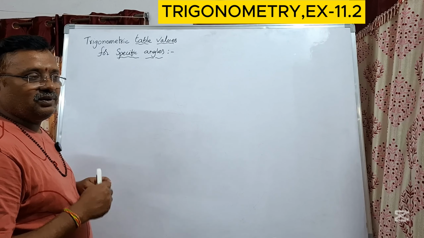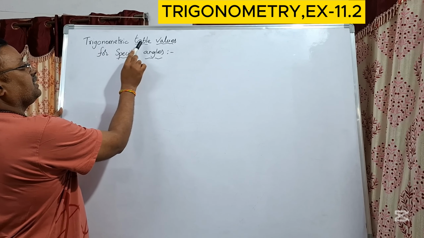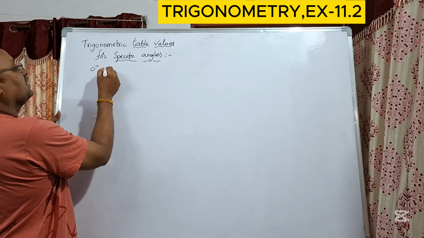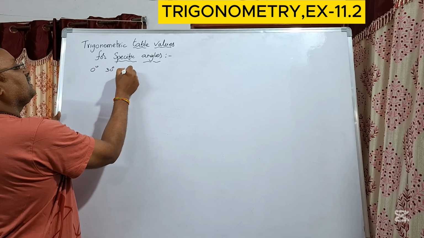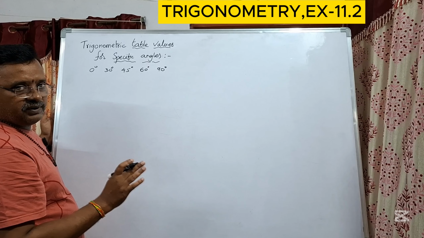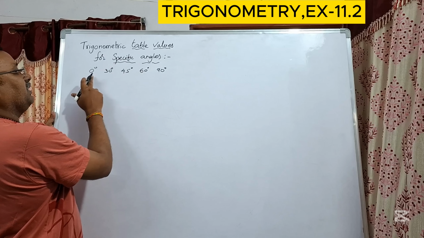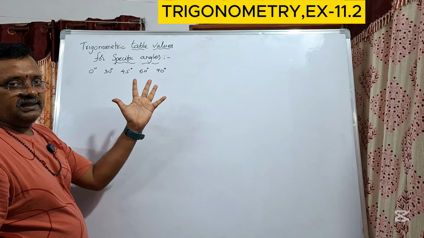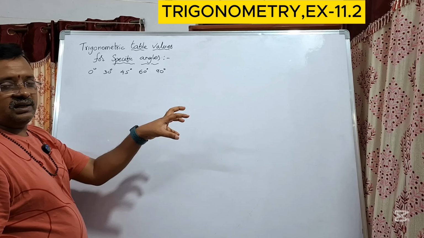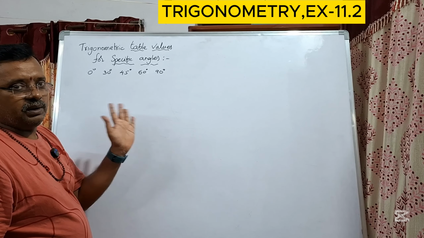Okay? Here we are going to learn about trigonometric table values for specific angles such as 0 degrees, 30 degrees, 45 degrees, 60 degrees, 90 degrees. Fundamentally, if we know the trigonometric table values for these 5 specific angles, 0, 30, 45, 60, 90, then we can easily solve 10th class public exam related problems.